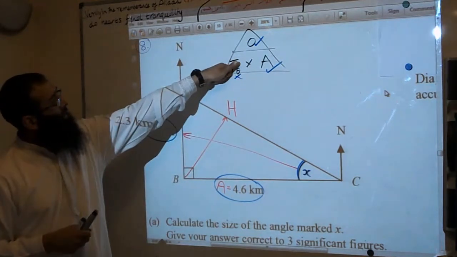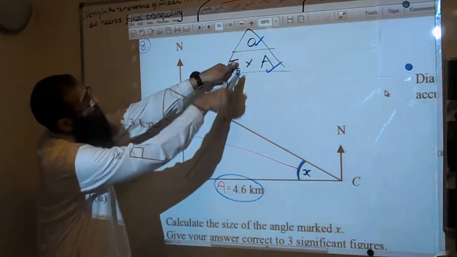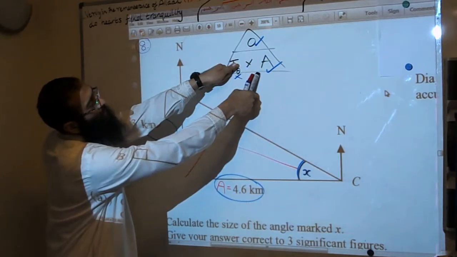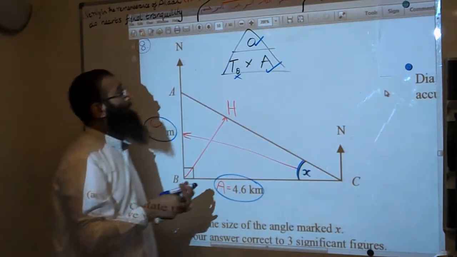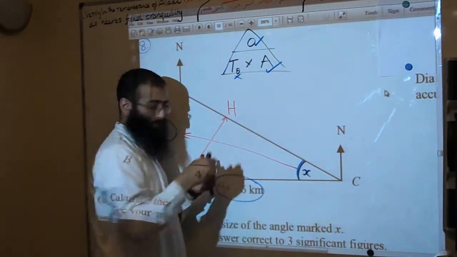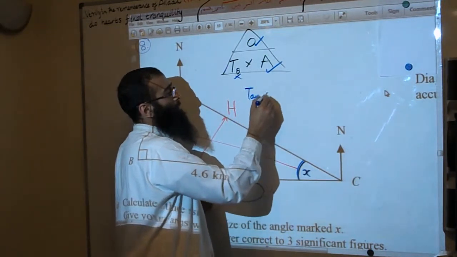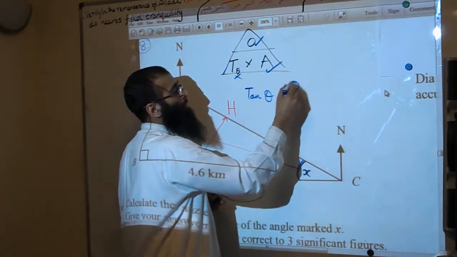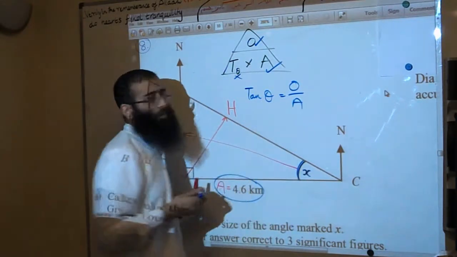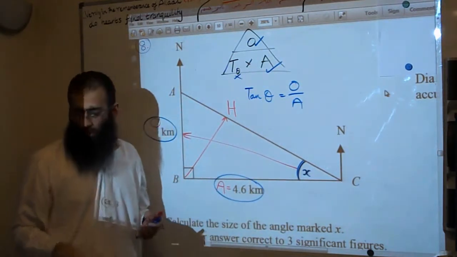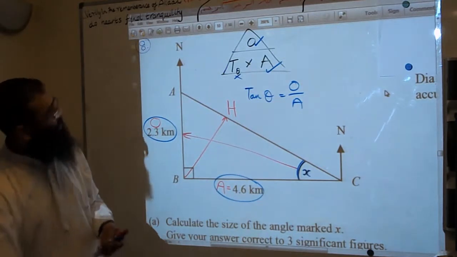And we cover up the angle, and that tells us that this part here is equal to O divided by A. So let's write that down. So we have now, so that's telling us now what to do. Okay, but we've got one little bit extra to do here.